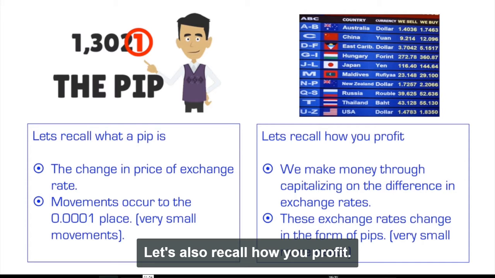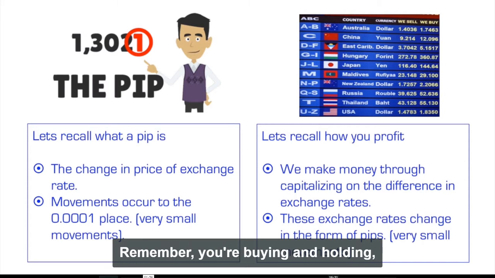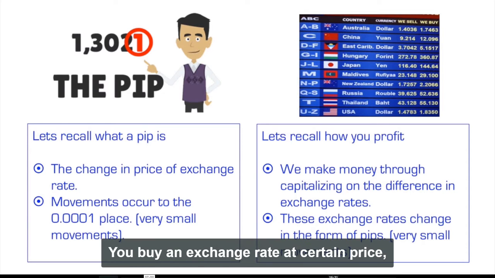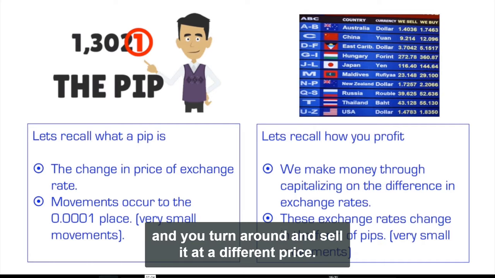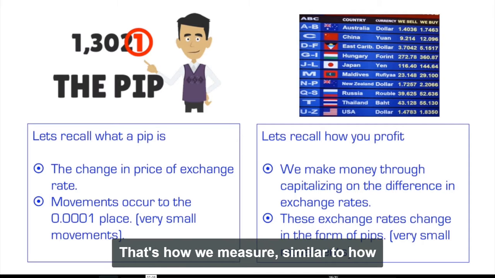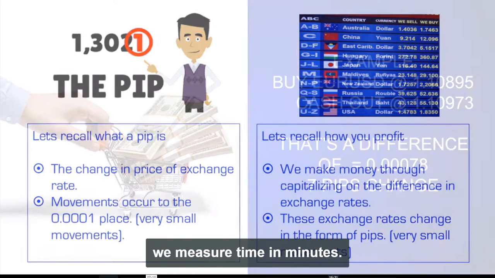Let's also recall how you profit. Remember, you're buying and holding, so you're capitalizing on the difference in exchange rates. You buy an exchange rate at a certain price and then you turn around and sell it at a different price. These exchange rates change in the form of pips. That's how we measure it, similar to how we measure time in minutes.